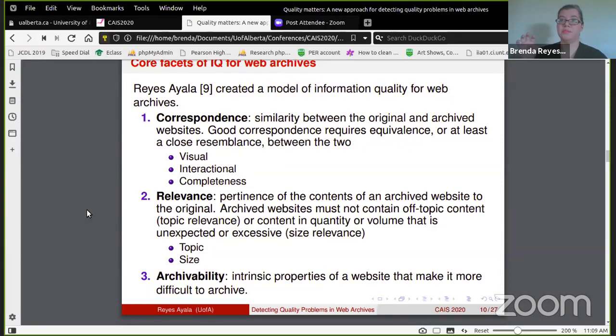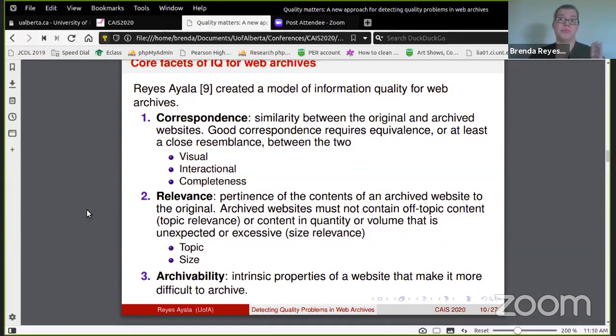For the purposes of this paper, I focus on correspondence, which I define as the similarity between the original and the archive website. Good correspondence requires equivalence, or at least a close resemblance between the two. So we want to ask 3 questions when we talk about correspondence.